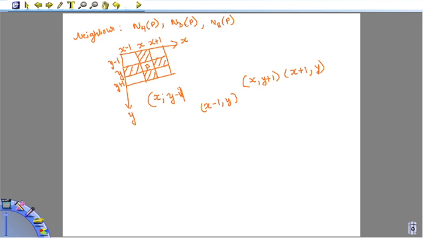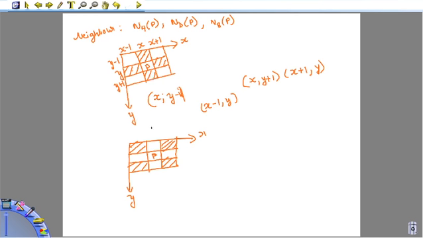Similarly, if we consider ND of p, these will be the neighboring elements which are present in the diagonal axis. If this is your point p, the diagonal elements are: this is your first diagonal element, this is your second diagonal element, this is your third diagonal element, and this is the fourth diagonal element. So these are the four diagonal elements, whereas these are the four neighboring elements.